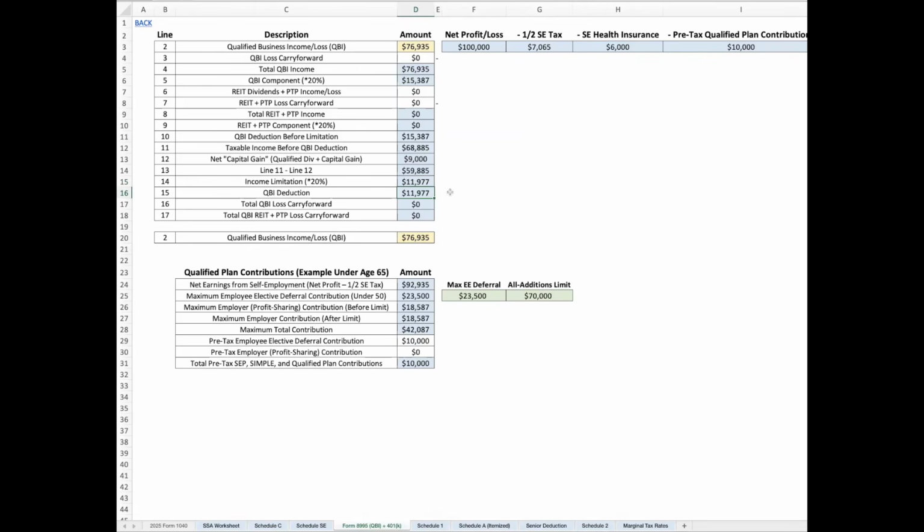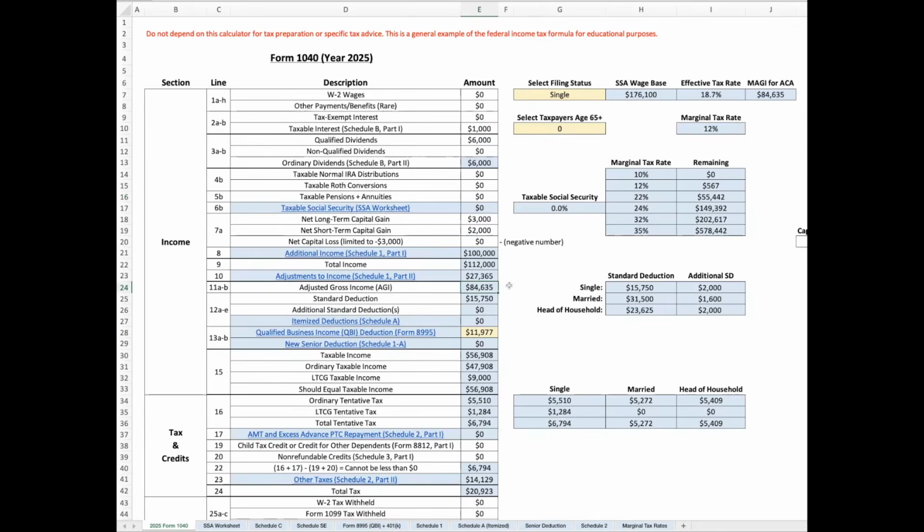Please note that this educational example and the spreadsheet do not account for the phase-outs for high-income taxpayers, especially in the Specified Service Trade or Business, SSTB. So we're going to take that QBI deduction and flow it to Form 1040. Grace's adjusted gross income is $84,635, which is reduced by her standard deduction of $15,750 as a single taxpayer, and the QBI deduction of $11,977, which results in taxable income of $56,908.